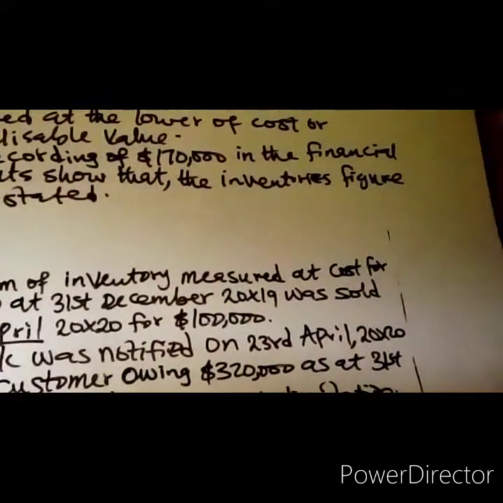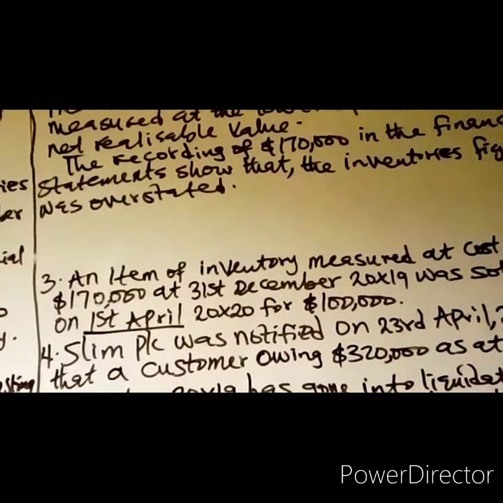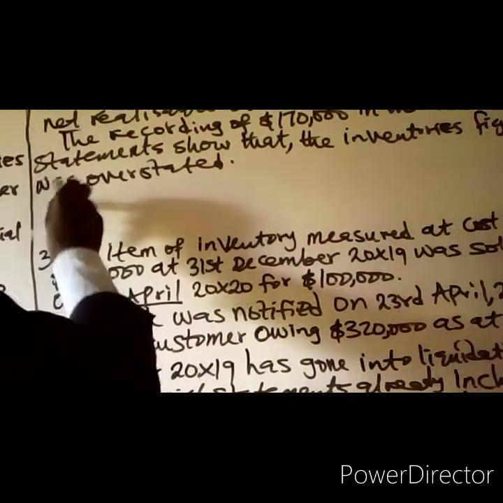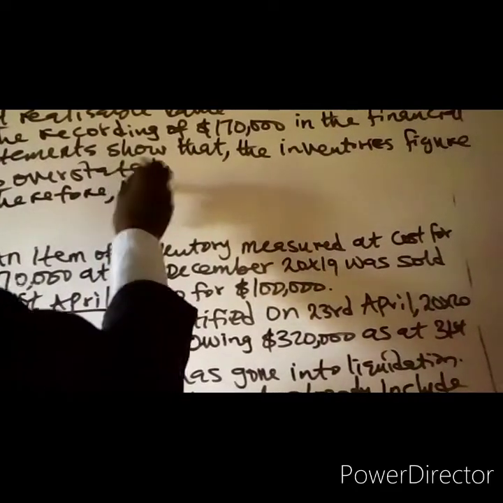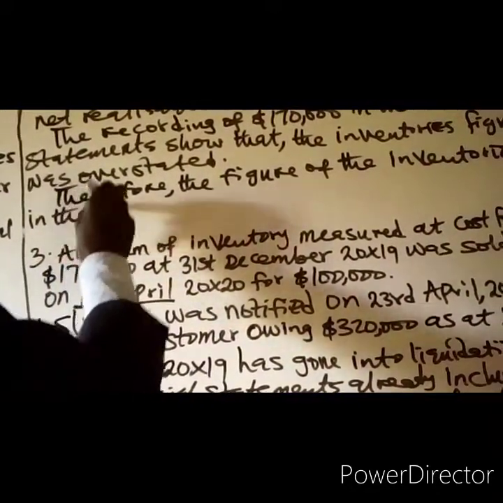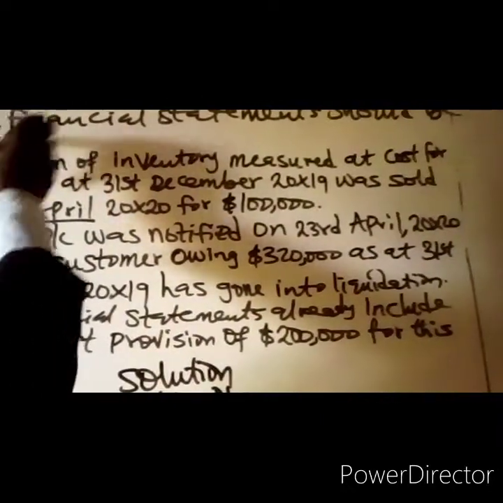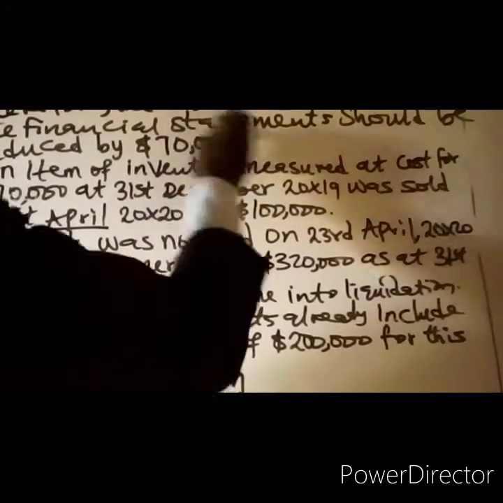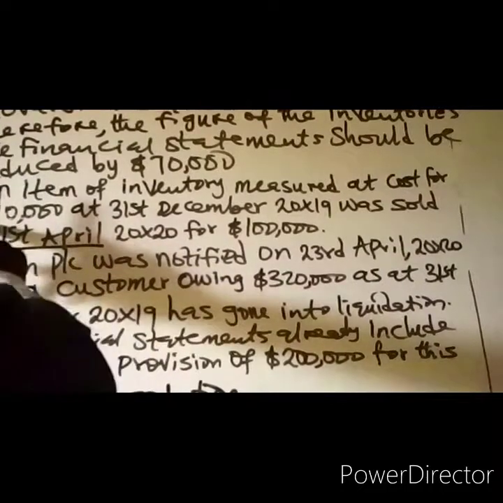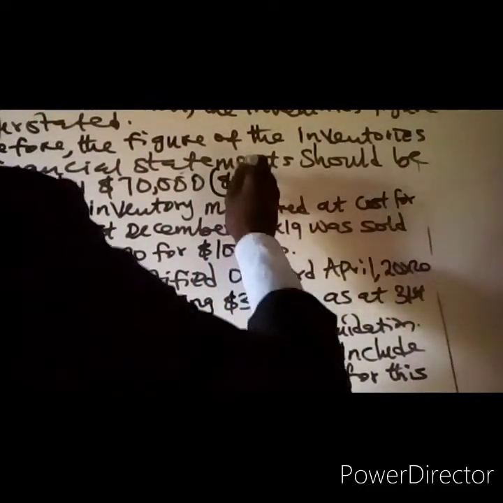Since the inventory was overstated, the inventory figure in the financial statements should be reduced by $70,000. That is the difference between the amount previously recorded of 170,000 and the realizable value of 100,000. So that is note 3.